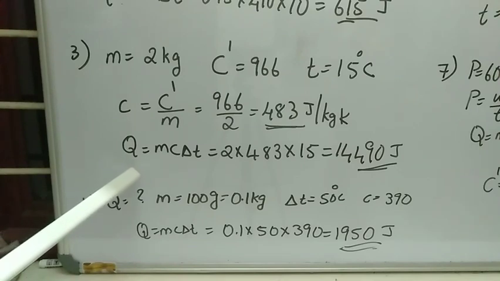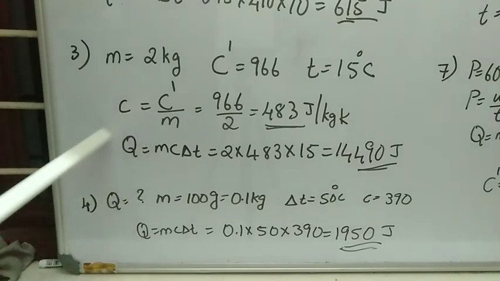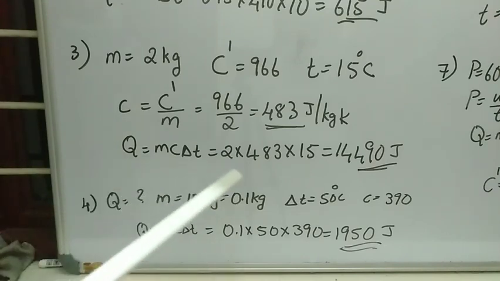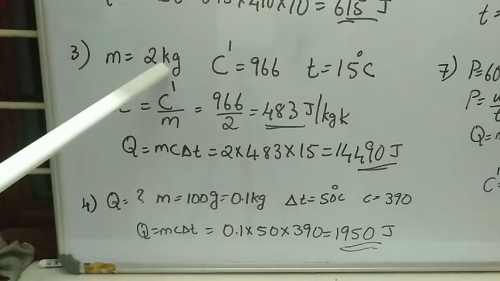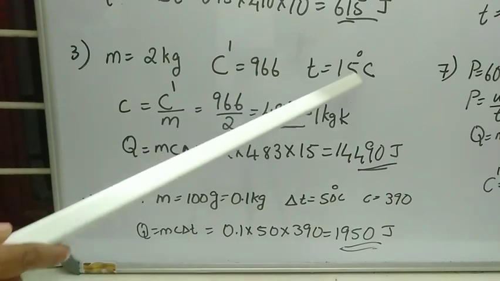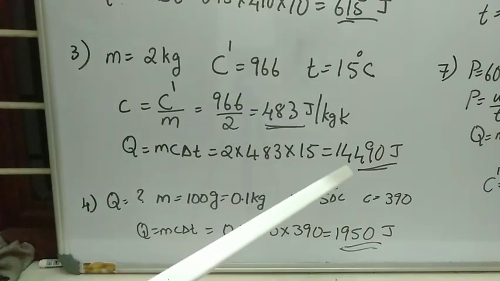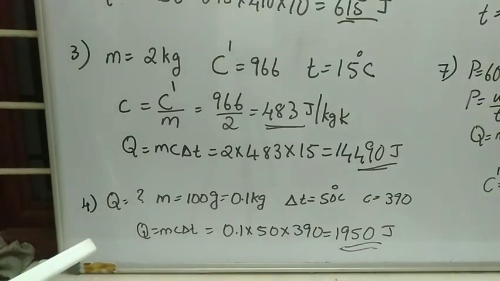Now one more question is there: calculate the heat energy needed. Heat energy is denoted by the alphabet Q. Q is equal to M C delta T. Direct substitution, 2 into 966 into 15, and you will get 14,490 joule.